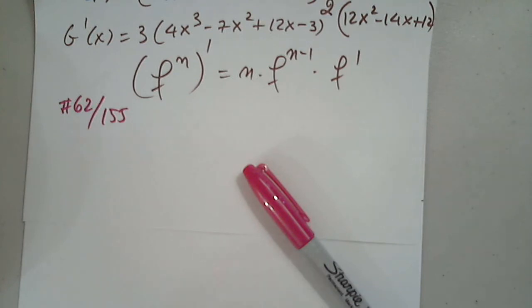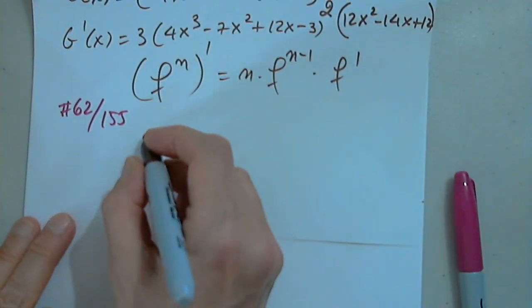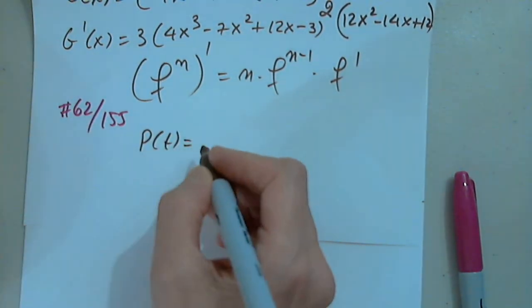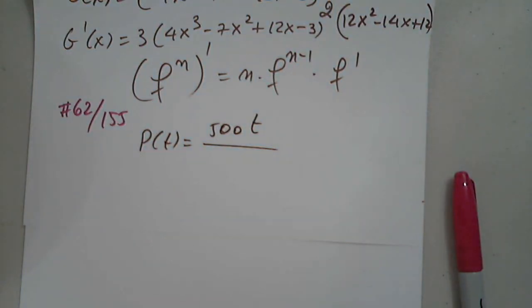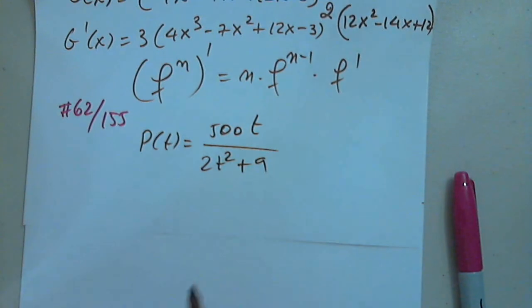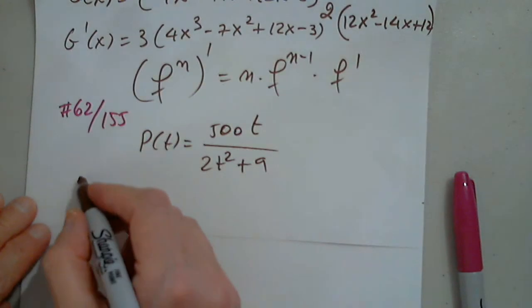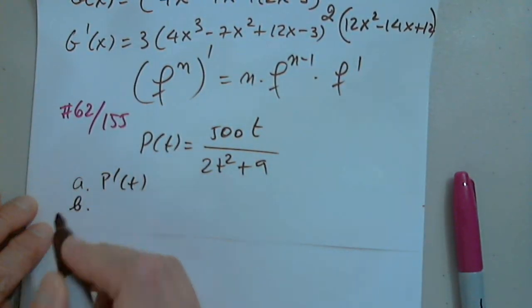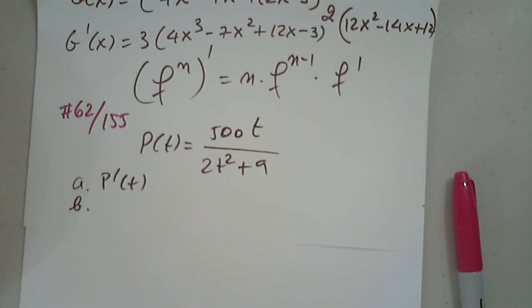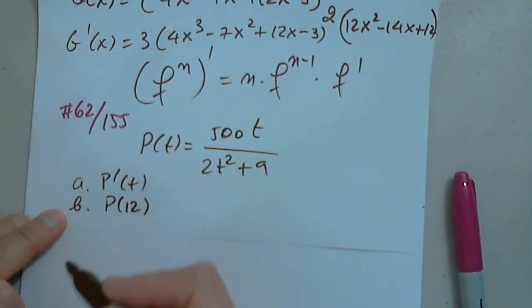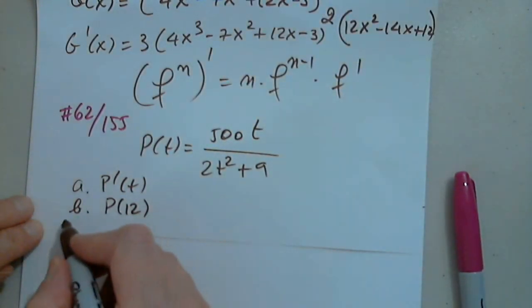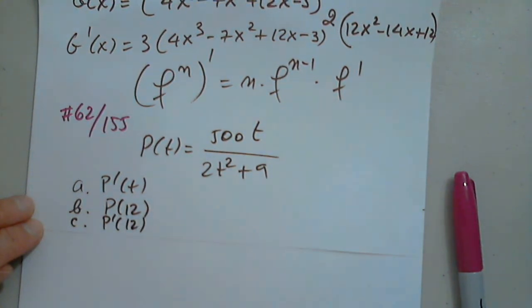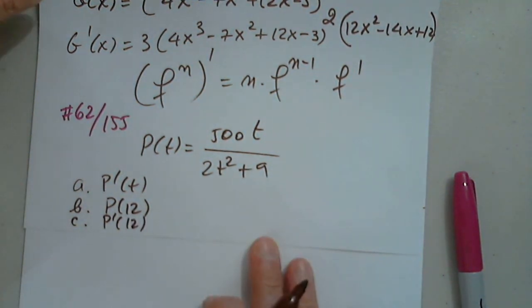62. Population growth. Awesome. So we have P of t. The function is 500t divided by 2t squared plus 9. Let's see what they want. They even show us the graph. Find the growth rate. Okay, so part A, that's P prime of t. That's the growth rate. Find the population after 12 years, which means P of 12. And then find the growth rate at that time. So part C will be P prime of 12.